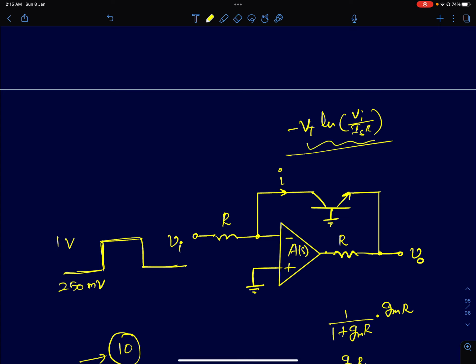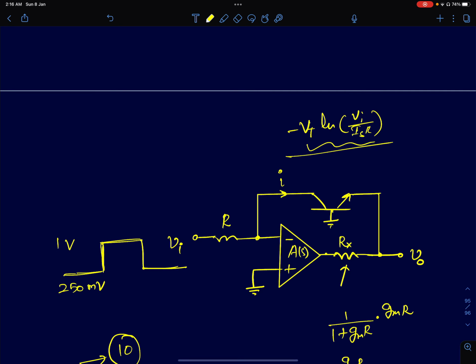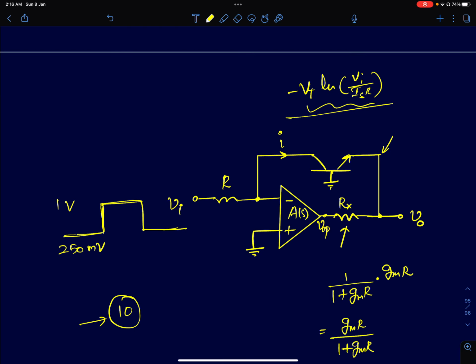So by adding a resistor here in the path, I'm creating some kind of voltage division, and we'll see what happens if I've just added a resistor in this place here. Let's call this resistor Rx. I've called it R here, but let's call this resistor Rx. Then you have a voltage division from this node, the output of the op amp, to this point. I'm going to use a linearized model here. So that's going to be GMR by 1 plus GMR.